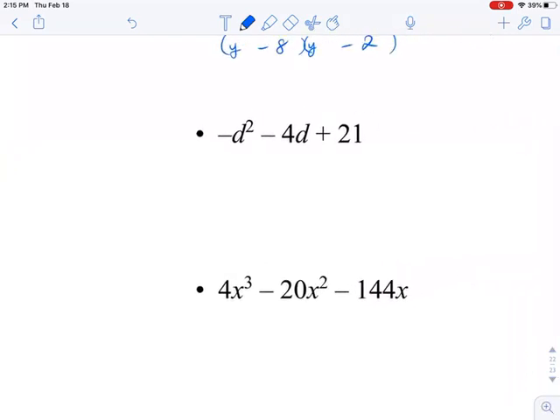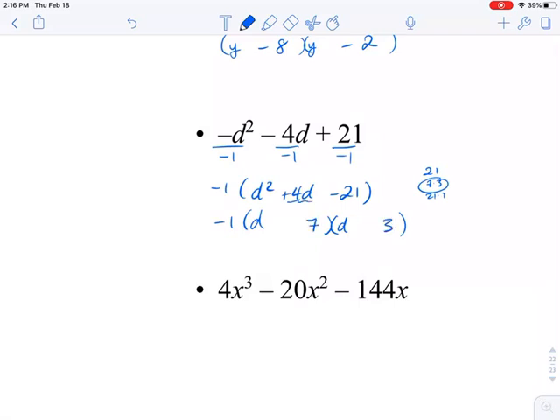All right, so first term has a negative leading coefficient, so let's divide by negative 1 just to make that first term positive, which makes every other sign in the trinomial the opposite of what it was. So now we can factor. D squared can only be d and d. 21 could be 7 and 3, 21 and 1. I'm guessing it's 7 and 3 because our middle term's 4. So let's put 7 and 3 in there. It needs to be more positive. So let's make 7 positive and 3 negative.